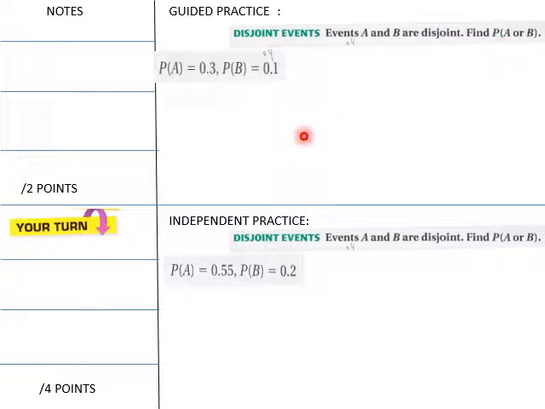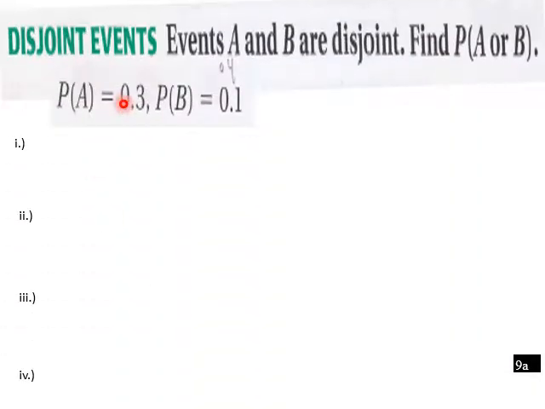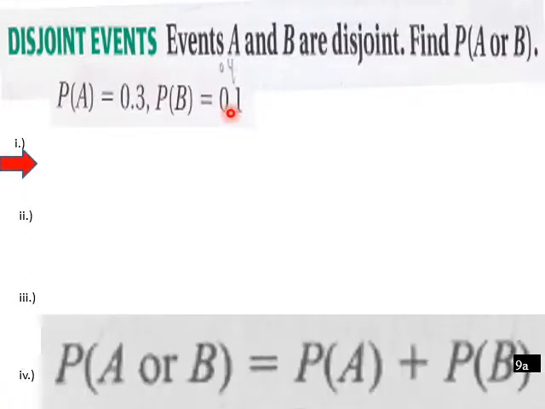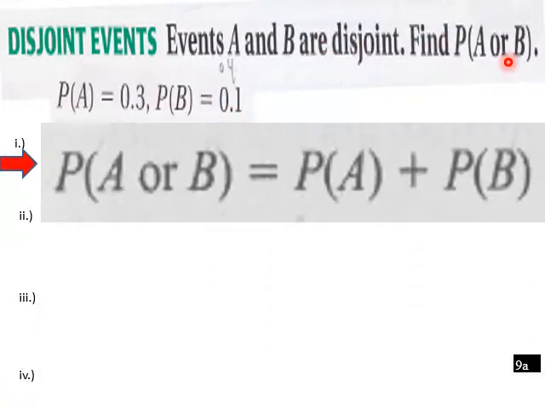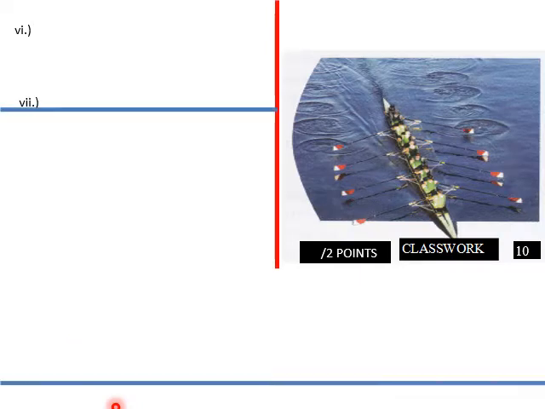Okay, disjoint events. A and B are disjoint. Find the probability of A or B from our situation here. And then you have this same situation down here with different numbers. Students, pay attention. Probability of A equals 0.3, probability of B equals 0.1. They're disjoint. Find the probability of A or B, and here would be your setup for that. So this would be 0.4 on that one.